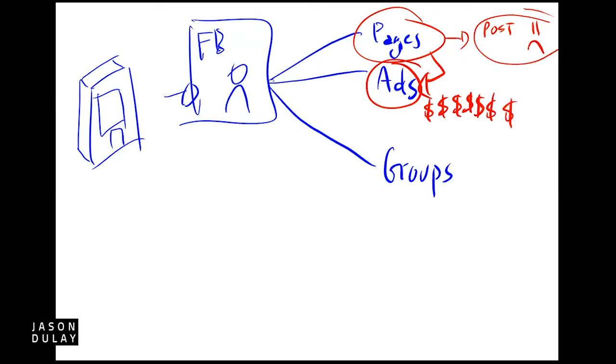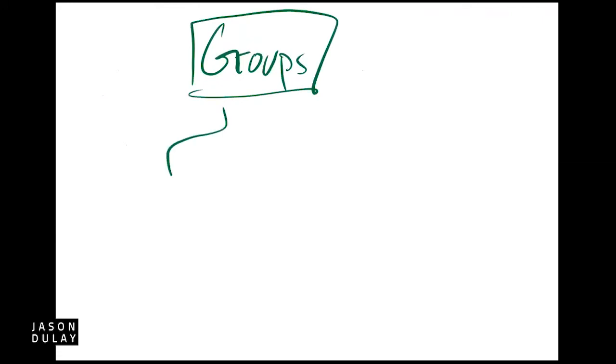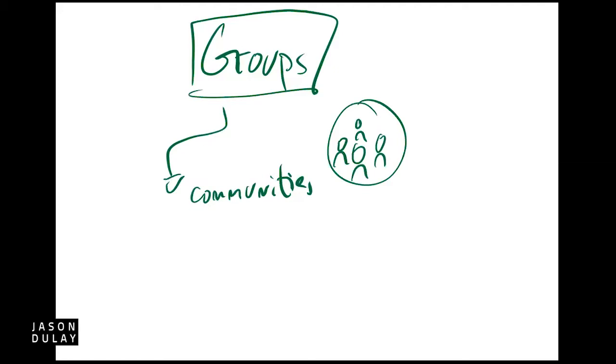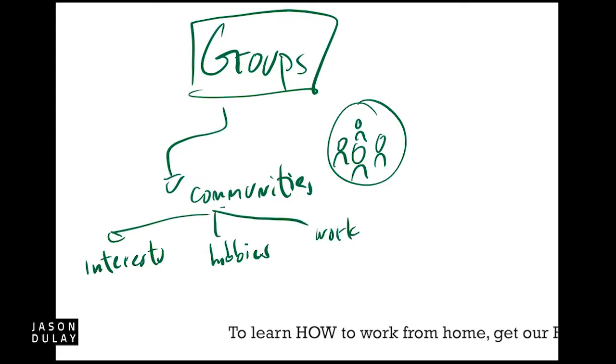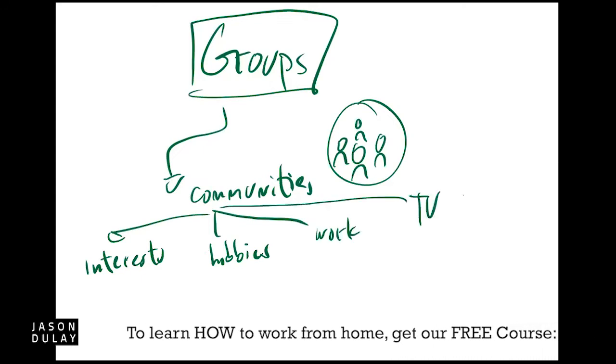And the other thing here we have is Facebook groups. Okay, so we're going over here into Facebook groups. And from the word, groups are, you know, these are communities. Facebook groups are communities. These are, you know, several different people in one group. And these are usually people who have similar interests, similar hobbies, similar work, similar TV shows and so on, right?